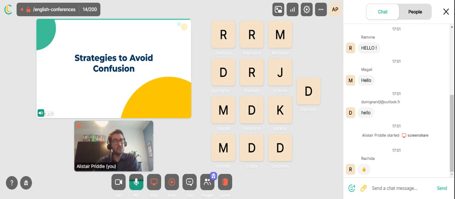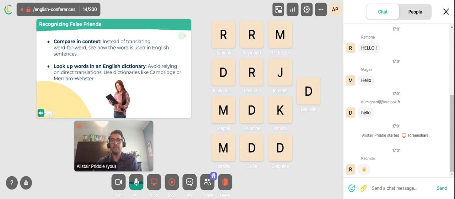Well, let's think about some strategies to avoid confusion. Recognizing false friends. So we need to compare in context. Instead of translating word for word, see how the word is used in English sentences. Okay, that's tip number one. Number two, look up words in an English dictionary. So avoid relying on direct translations.